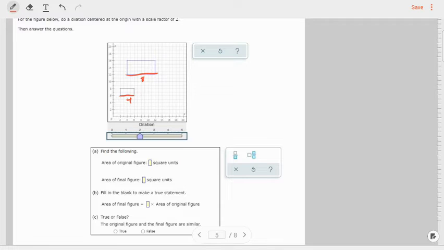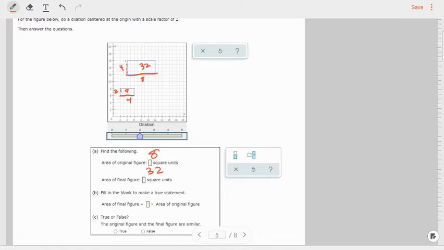Now remember, area is not the length of the sides, it's how many squares are on the inside. So 4 times 2, there's 8 squares on the inside here. Okay, and 8 times 1, 2, 3, 4, there's 32 squares on the inside of that rectangle. So the area of the original figure is 8. The area of the final figure is 32. And you can actually just count the boxes if you want to, or we can use an array.